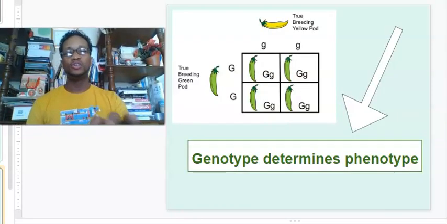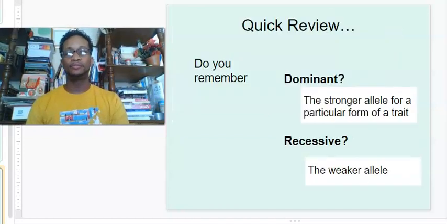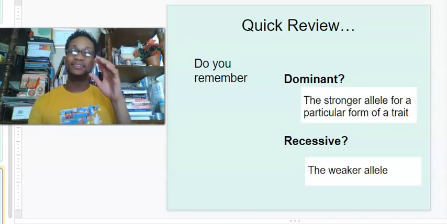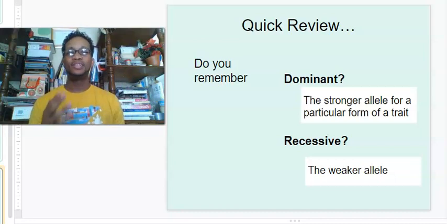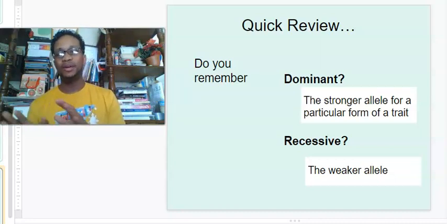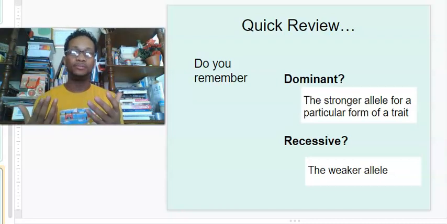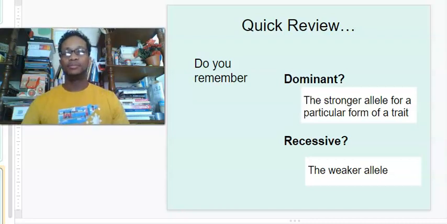And here are more things. Genotype determines your phenotype. Just a quick review: dominant is the strong allele for a particular form of a trait. If you dominate, you're the one in control, the one that leads. And recessive is the weaker allele. They basically stand back and let you do the work because you're the one with the power. That's basically it.